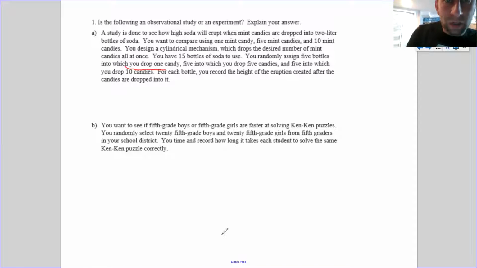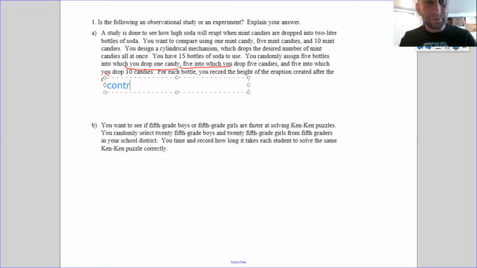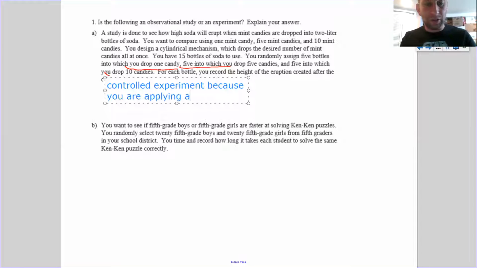You drop 1 candy. You drop 5 candies. You drop 10 candies. You are applying a treatment. Therefore, it's a controlled experiment, because you are applying a treatment. You are putting these mints inside the soda.